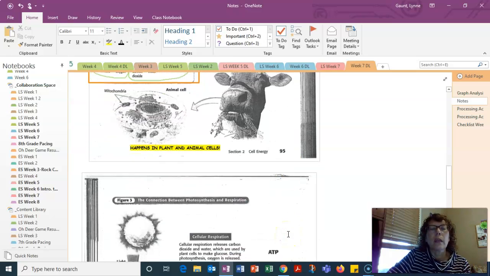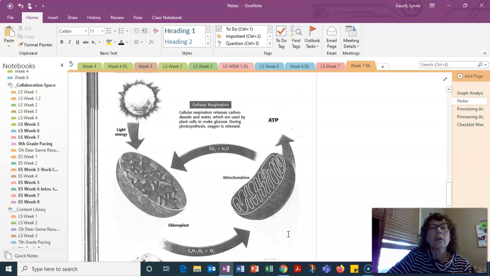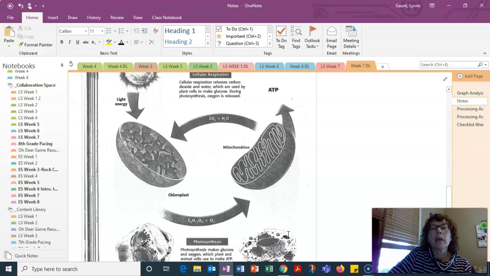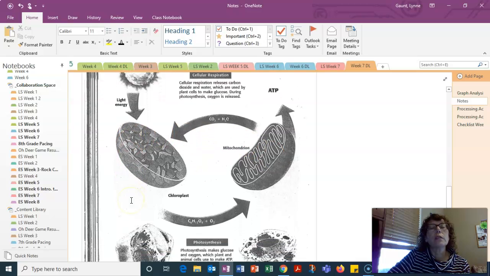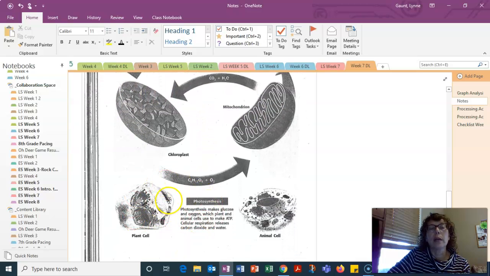We're almost done. This whole next page is a picture diagram that explains how photosynthesis and cellular respiration are related to each other. So cellular respiration, the word up at the top, happens in the organelle called the mitochondrion. That's where it happens. Photosynthesis, which is described at the bottom, happens in the organelle called chloroplast.